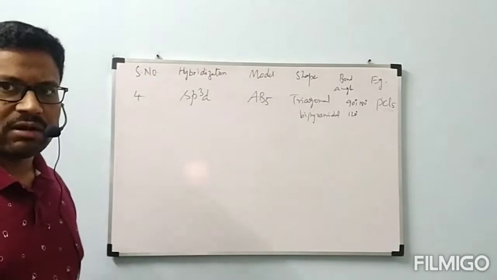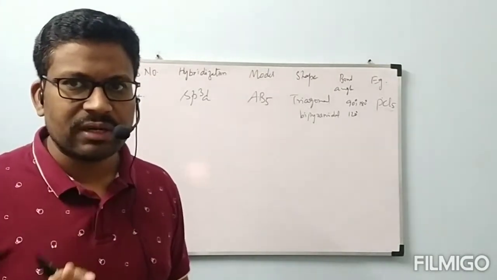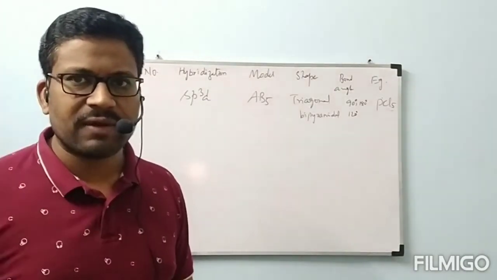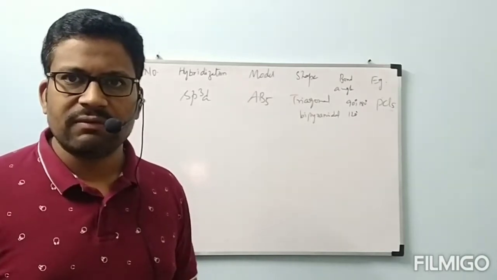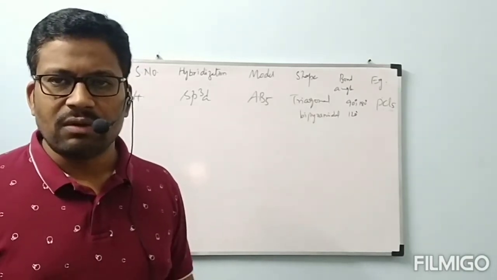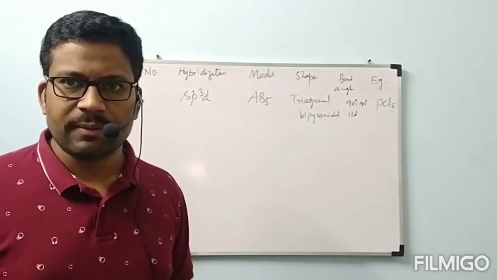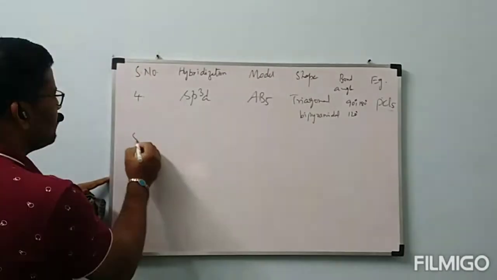In what way the trigonal bipyramidal is aligned, all these things, no need, because so many times we have revised. Now if I say that again, it will be time wasted only. You have to remember the shapes correctly. Is it okay? Now, 5.